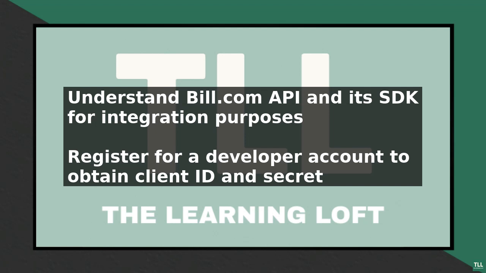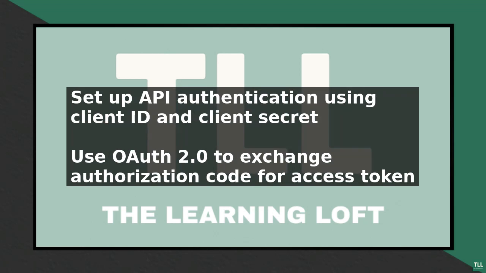Next, register for a Bill.com developer account and create an application to obtain a client ID and client secret. These credentials are used to authenticate API requests. Choose the correct API endpoint for your callback, such as creating an invoice or retrieving a payment.